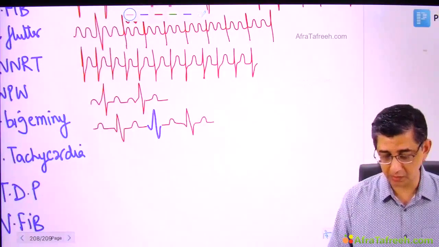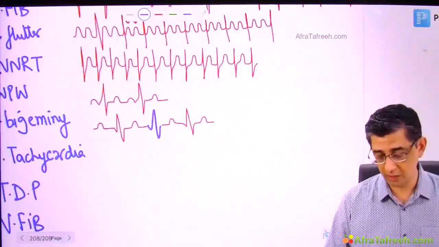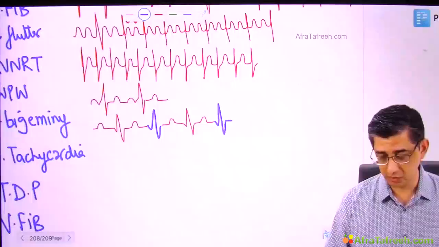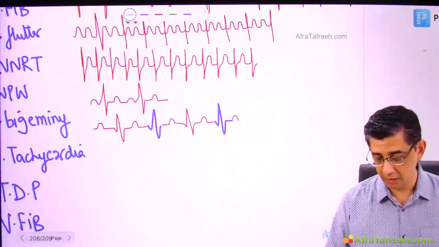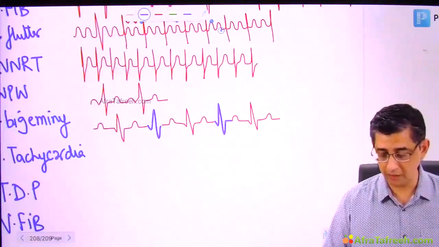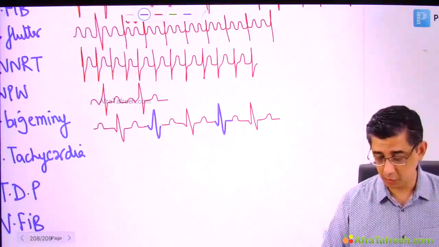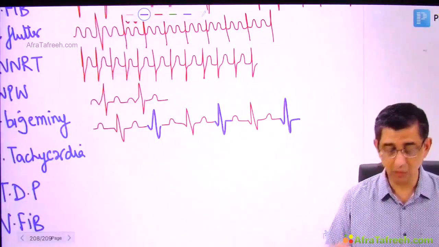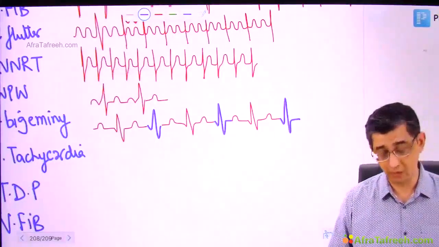So normal sinus rhythm. You once again have a broad QRS complex. So this is happening alternatively. It's a normal sinus rhythm and then a broad QRS alternatively happening, and that is why we call it bigeminy. And if you do not treat this bigeminy, then this is what is going to happen.